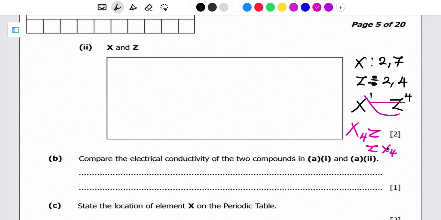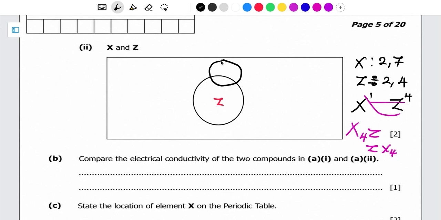So we have how many X? There are 4. How many Z? 1. So let me just draw Z. So Z is going to be at the center. Okay, let me just do this. So what I'm going to do here is, since we have Z at the center, and Z has how many electrons? 4 electrons. For X, there are how many? 4, so I'm going to draw them here.